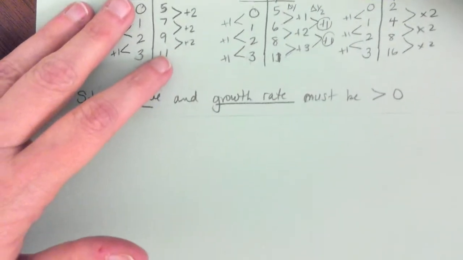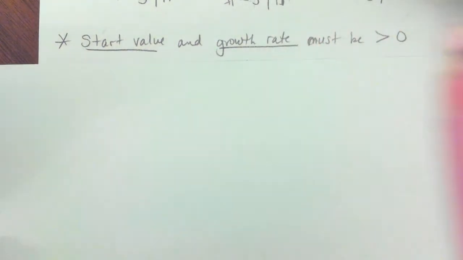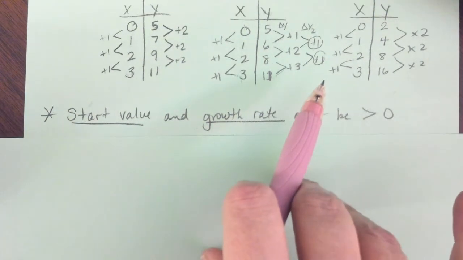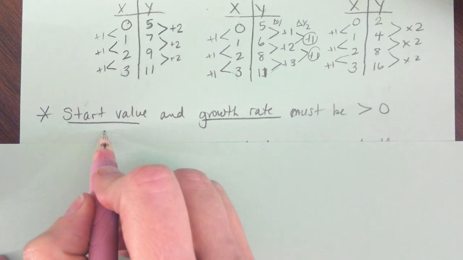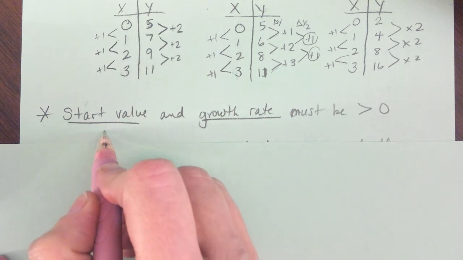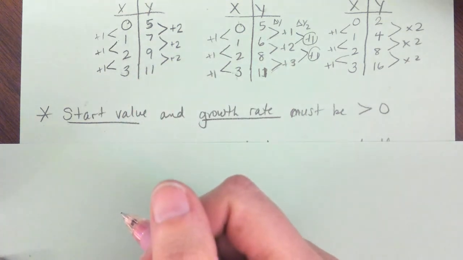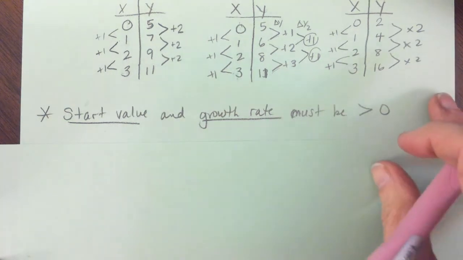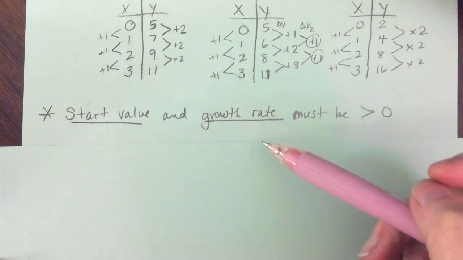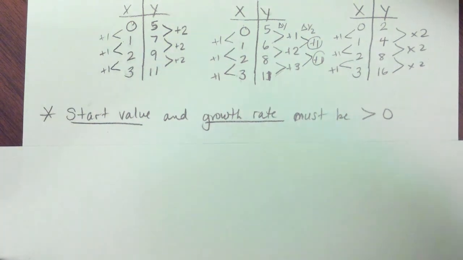One of the other things I wanted to remind you of, which we touched on today in class, is that the start value and the growth rate must be greater than 0. Because if I start with nothing, I can't grow it or decay it. Let's say I'm talking about the growth rate of bacteria. If I don't have any bacteria, they can't grow. If we're losing trees in the rainforest at a certain rate, but we don't have any trees to start with, their rate can't decay.